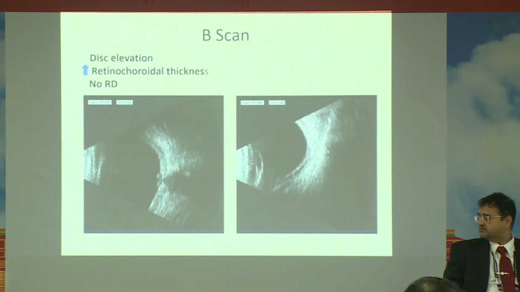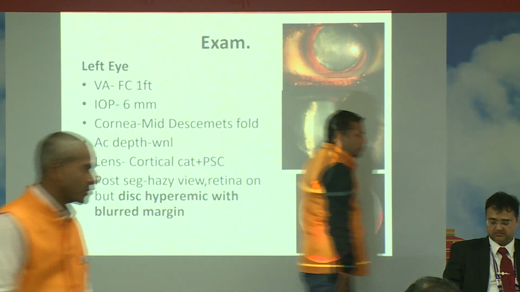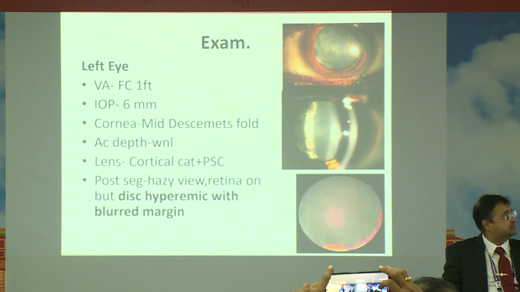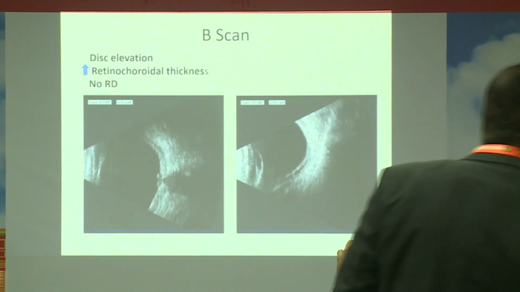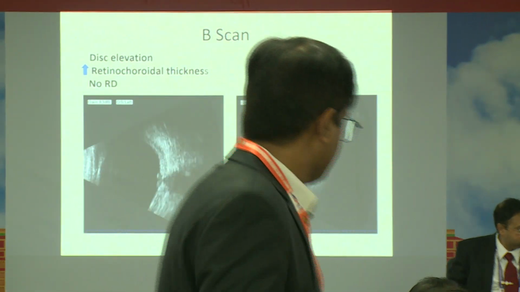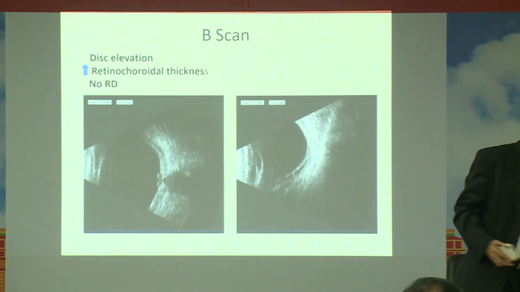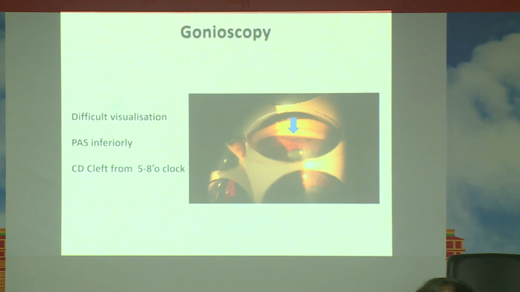Let this run over, theek hai. Posterior segment was not very adequately visualized, but the indirect ophthalmoscope did show some disc hyperemia with blurred disc margin, and it looked like the retina was attached. But to confirm whether there was retinal detachment or not, we did the ultrasound, and there was elevation of the disc because of disc edema, and there was choroidal detachment, thickening of the ciliochoroidal layer without any retinal detachment.